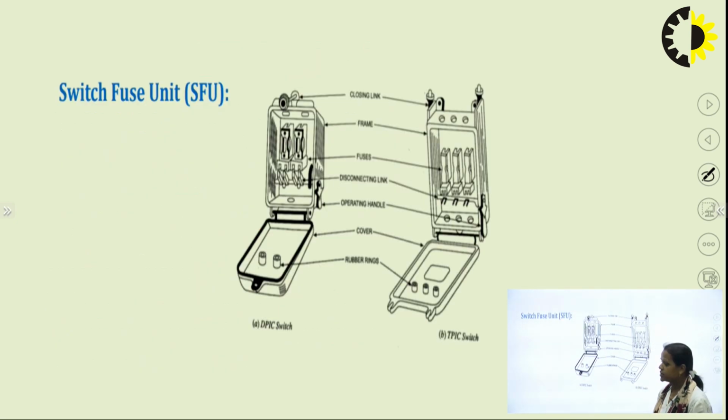So, this is the switch fuse unit you must have seen in your houses. Here this is a closing link, here you can see the frame. Then these are the fuses, you can see the 3 fuses are there. Then the disconnecting link is here, the operating handle here, then the cover, and the rubber rings. And this is TP IC switch, this is DP IC switch. These are the switch fuse units you must have seen in your houses. But now we don't use this SFU. Instead of this SFU, we use MCBs.